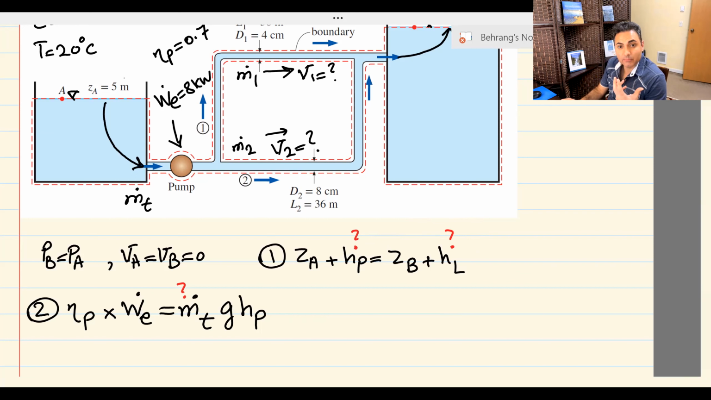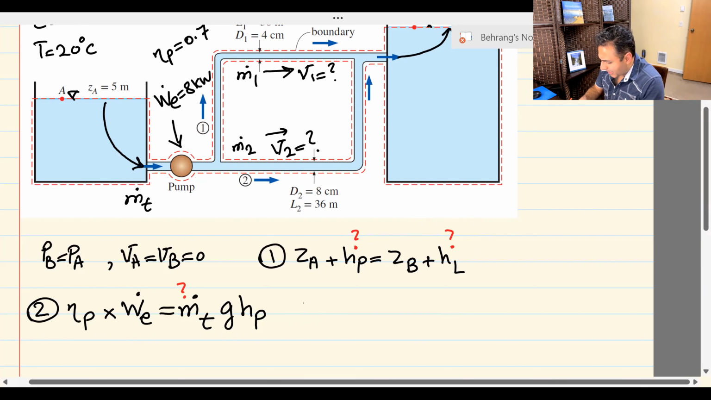I need the same number of equations and unknowns. So I have two equations, and in fact, I have three unknowns: HL, HP, and M dot T. I don't have it. Okay, let's add another equation that can help us with M dot T. Another equation that can help us is M dot T mass conservation.